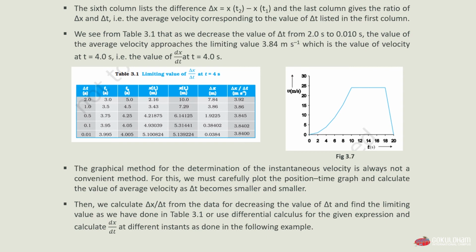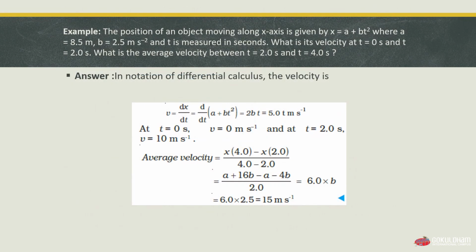Now, according to the example, the position of an object moving along the x-axis is given by x. The value of x is equal to a plus bt, where the value of a is equal to 8.5 meter and the value of b is equal to 2.5 meter per second, and t is measured in seconds.